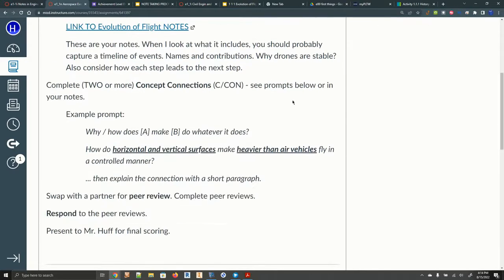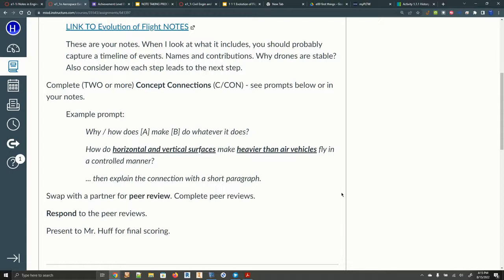So here's an example. How or why does A make B do whatever it does? In this case, your prompt or your concept connection may look like this. How do horizontal and vertical surfaces make heavier than air vehicles fly in a controlled manner? And this is straight from the notes. You're going to tell me how these 2 things interact. Okay, so you're going to write down the prompt and then explain it and then probably skip a line and do another one. And you're looking at different ideas from the notes.